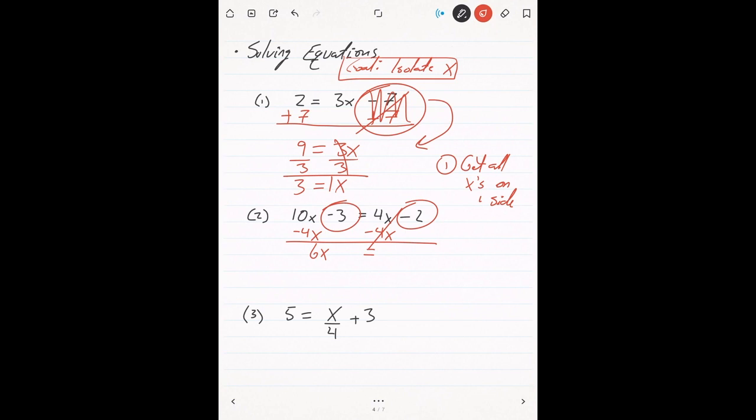I want them to combine together. Well, since I have the x's on the left side, maybe I'll try to get the numbers on the other side. What could I add to both sides to get rid of the -3? Well, let's add 3 to both sides. 3 and -2 is a +1. Take a look at what we just did here.